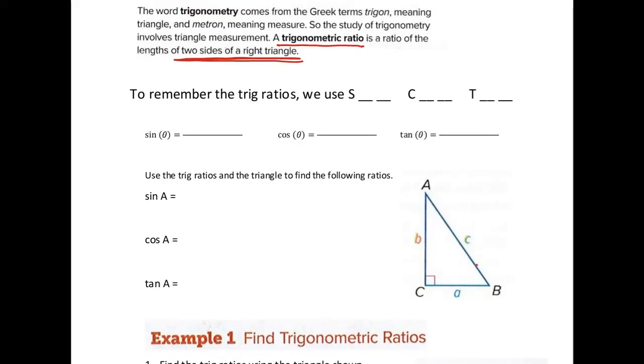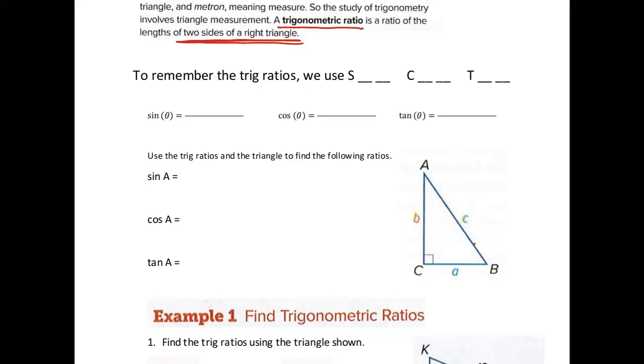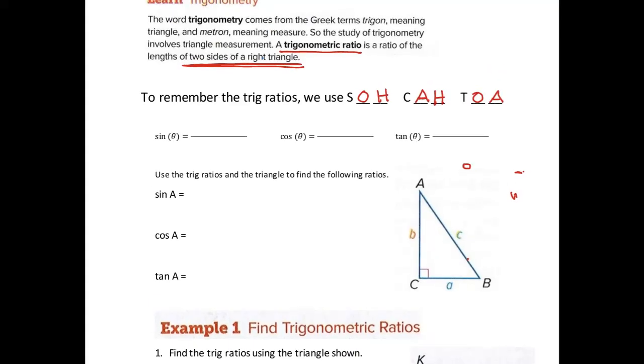So the trig ratios, the saying we use is SOH, that is S, capital O, H. I know that's not how we usually spell so, but it is when we do this. CAH, that is C-A-H. And TOA, T-O-A. Okay?